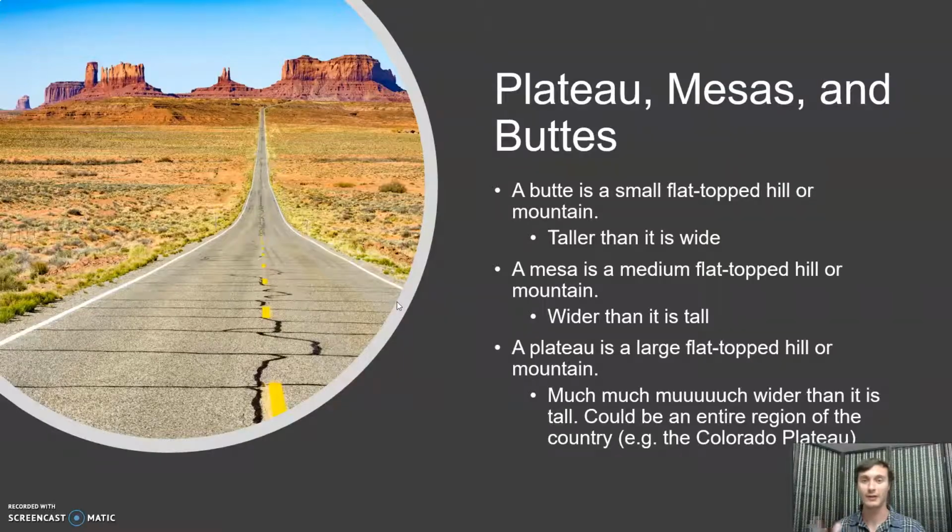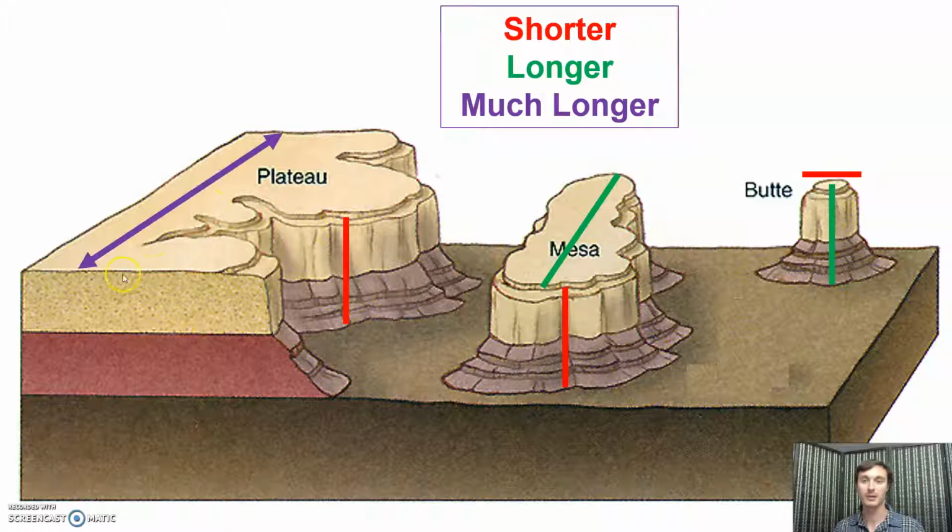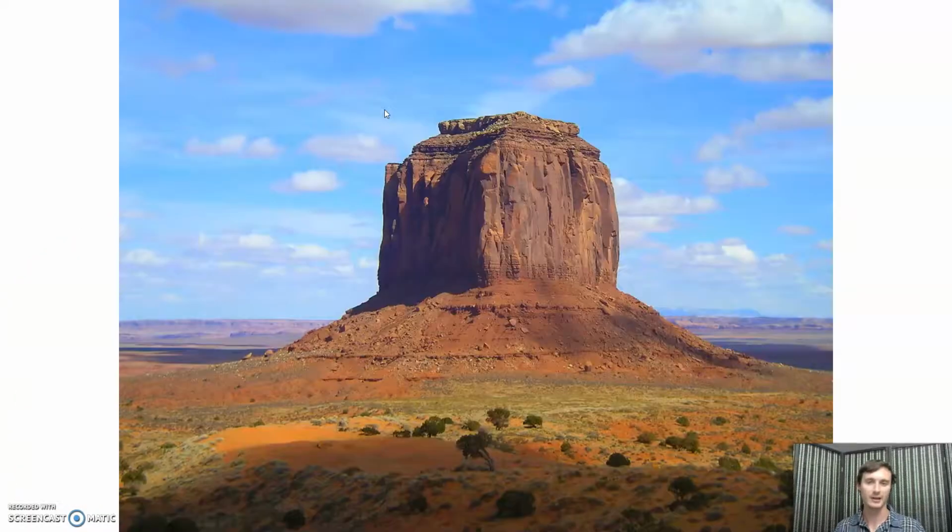So let's look at a few examples. We have our butte here, right? If we look, this is our shorter side, the width, and it's actually going to be longer, taller than it is wide. That's what makes it a butte, right? With a mesa, it's going to be the opposite. So it's not quite as tall as it is long. And with the plateau, we have a more extreme version of the mesa, right? So this is our short side vertically, and the much, much longer side makes it a plateau.